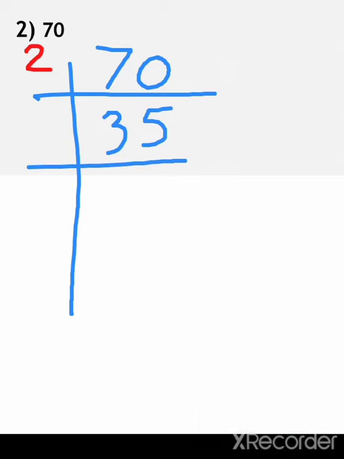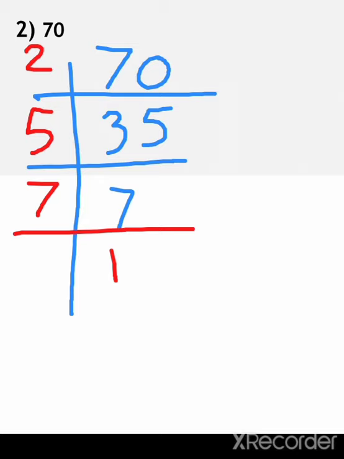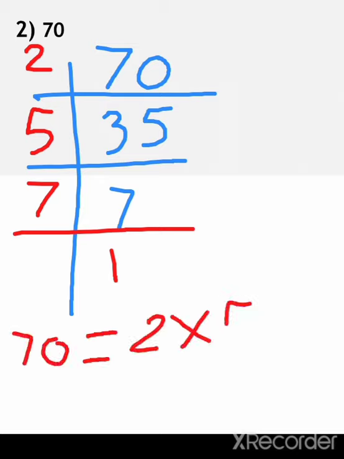Now 35 is divisible by 5, but first I have to check for 3. 5 plus 3 is 8. 8 is not divisible by 3, so 35 will also not be divisible by 3. So I can divide by 5. I'll get 5 sevens are 35. Now I can divide this 7 by 7 only because it's a prime number. So what are the factors I got? 2, 5 and 7.